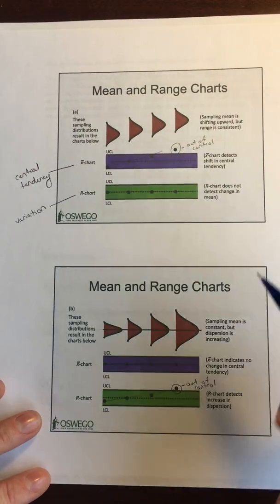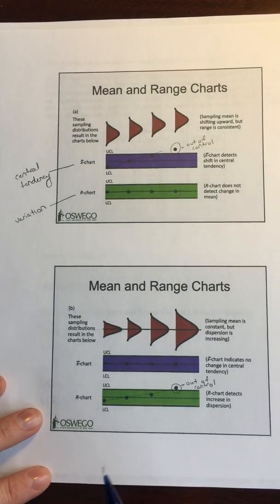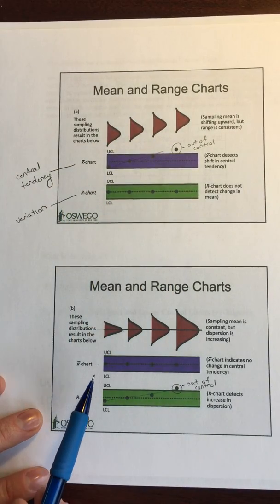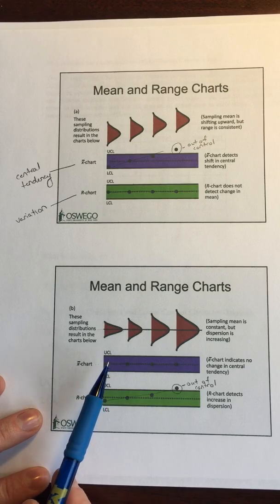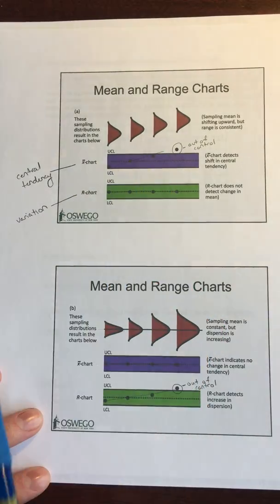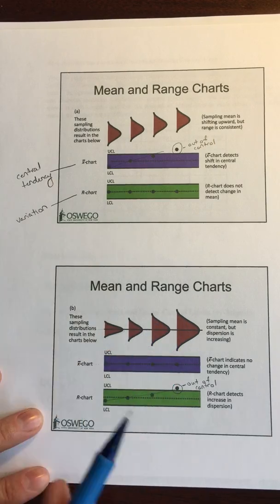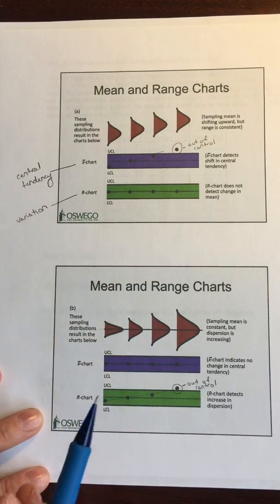Okay, so this is basically what we're looking at with statistical process control. We're taking data over time, taking samples, and if we get a value that is outside of the X bar upper or lower control limit, that's going to tell us that the central tendency of the data is shifting.